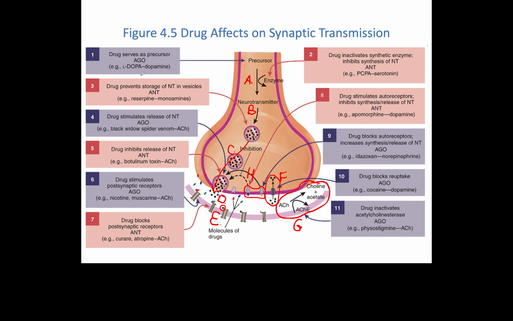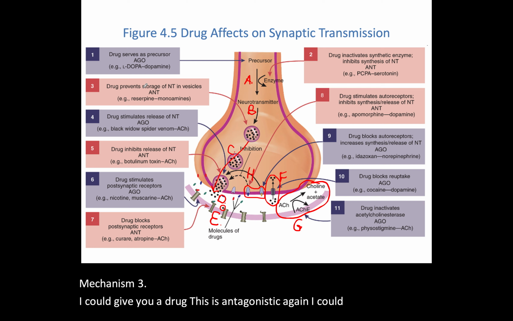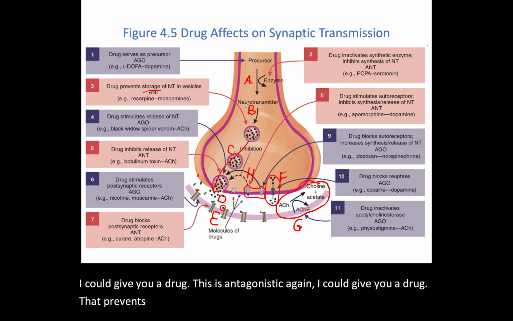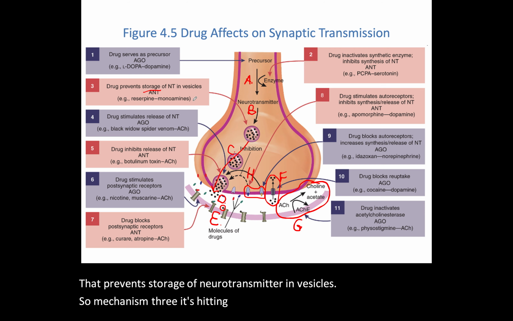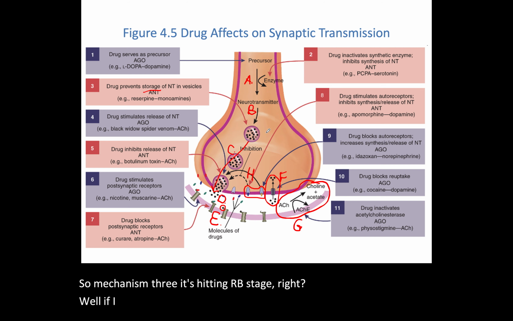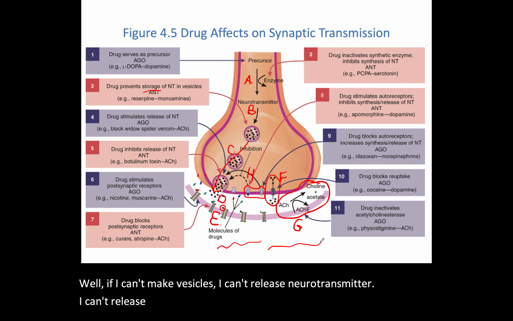Now, mechanism 3, I could give you a drug. This is antagonistic again. I could give you a drug that prevents storage of neurotransmitter in vesicles. So, mechanism 3, it's hitting our B stage, right? Well, if I can't make vesicles, I can't release neurotransmitter. If I can't release neurotransmitter, that's antagonism for you.